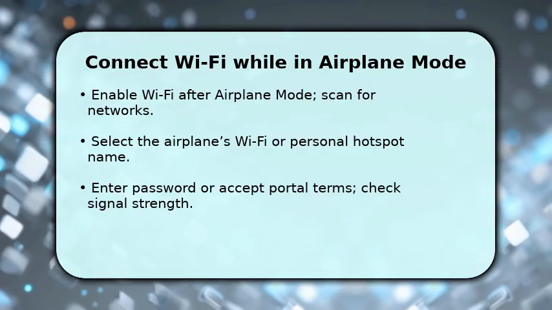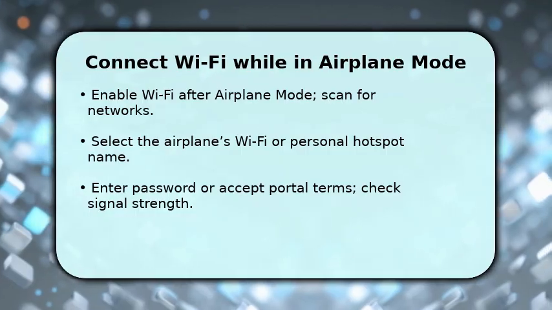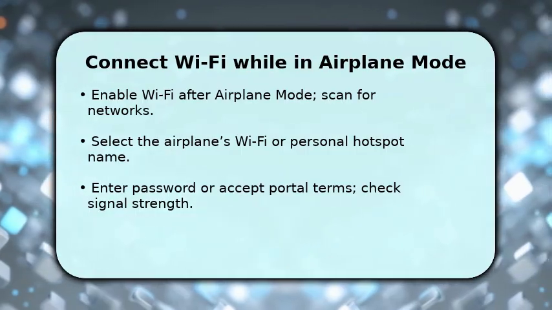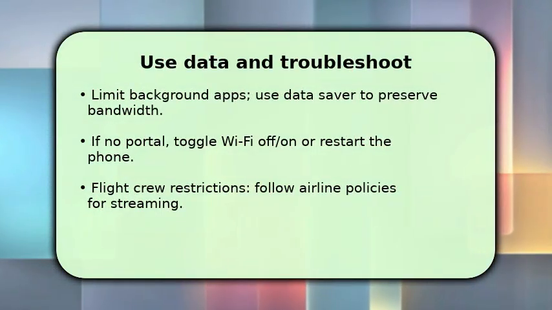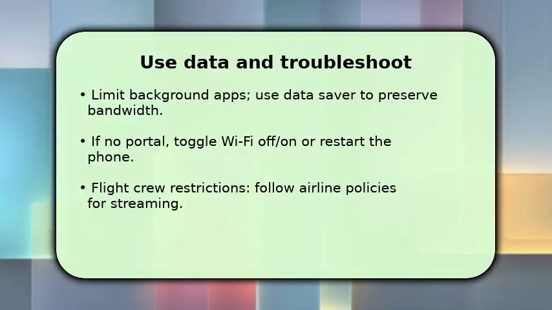Make sure signal strength is good. Move seat or adjust antenna orientation if the connection is weak. Finish by optimizing and troubleshooting. Enable Data Saver and close heavy apps so the limited in-flight bandwidth serves browsing and messages.